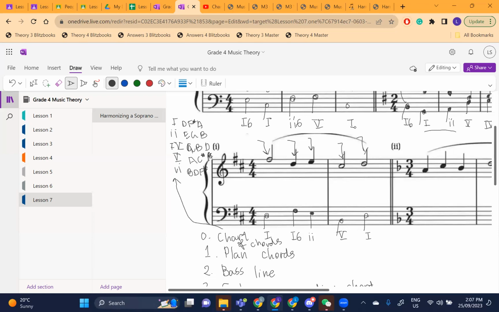Okay, perfect cadence first. E to F, A to A. Always check for consecutive fifths and octaves.